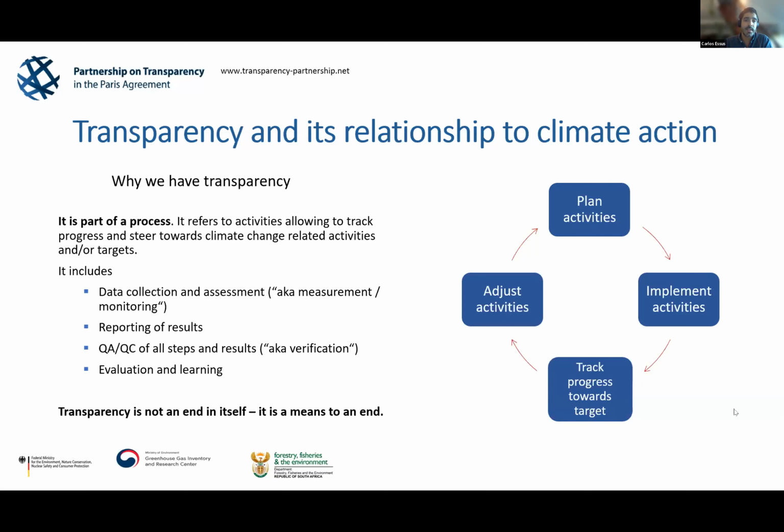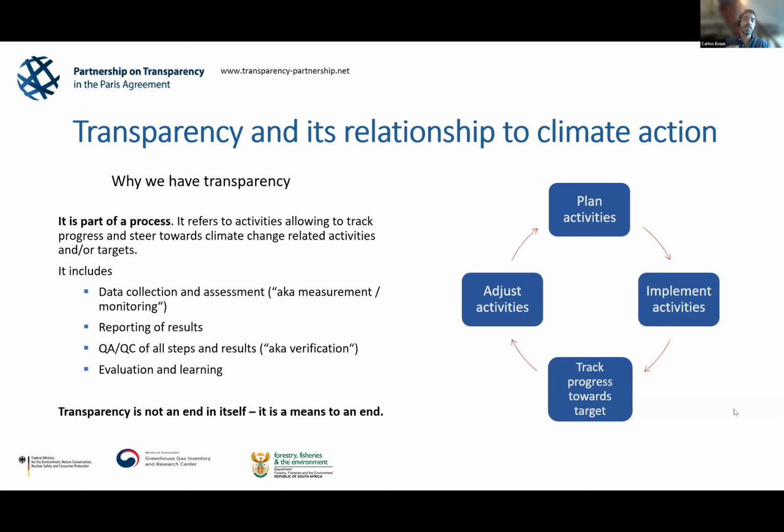In this sense, it includes, as you can see on the right-hand side, a basic policy cycle where you can see that you start by planning activities, you start implementing. When you do, you track progress, you see how it's going, whether it's doing what you wanted it to do or not, whether you need to correct something, then you adjust. And then, you know, you keep going. That's a policy cycle, very, very basic.